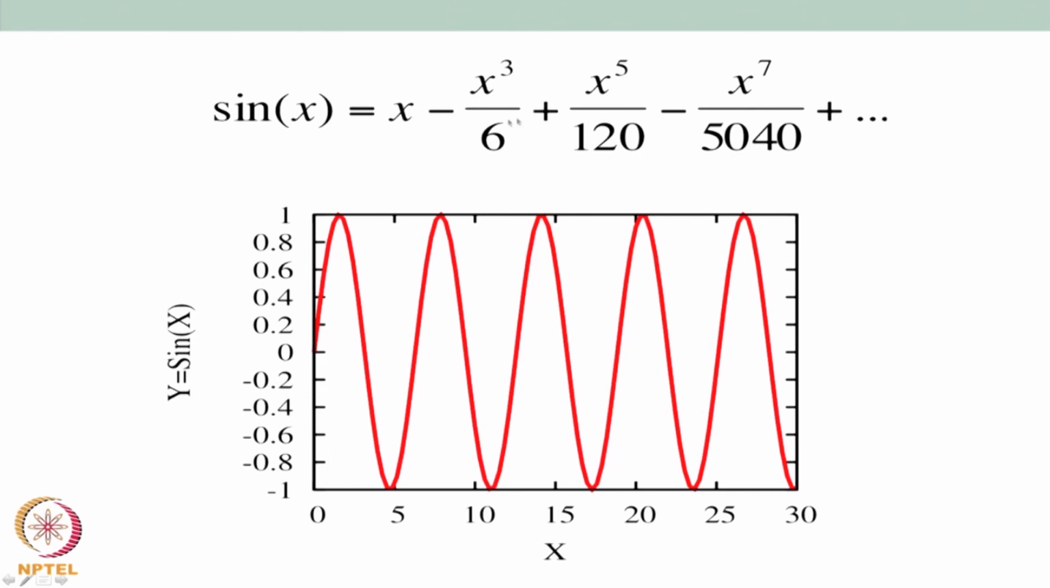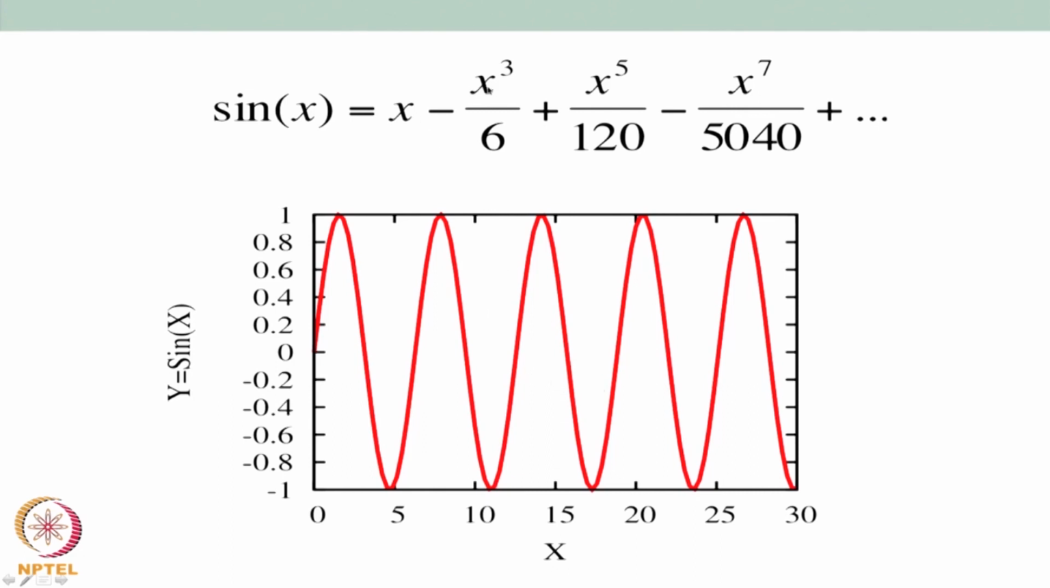How is this expansion coming? I am not discussing that now. I will discuss that later. At this moment, I just want to tell you that sin x can be written as a combination of x, x power 3, x power 5, x power 7, x power 9, etc. How this is coming we will discuss later. If we plot this many terms and sum them and plot it, you will get this oscillatory function like this.